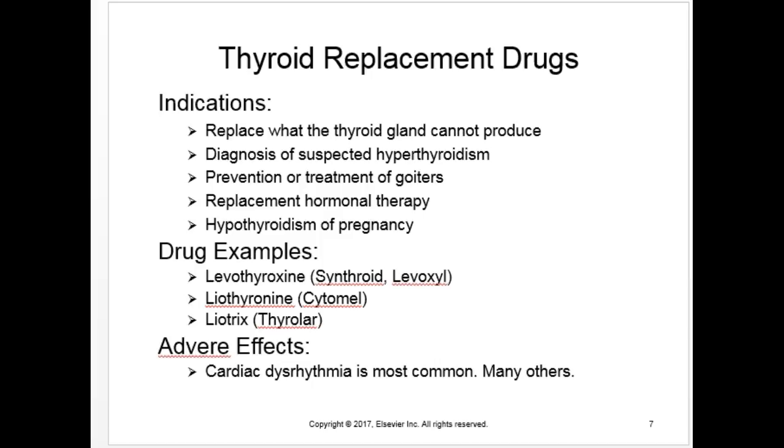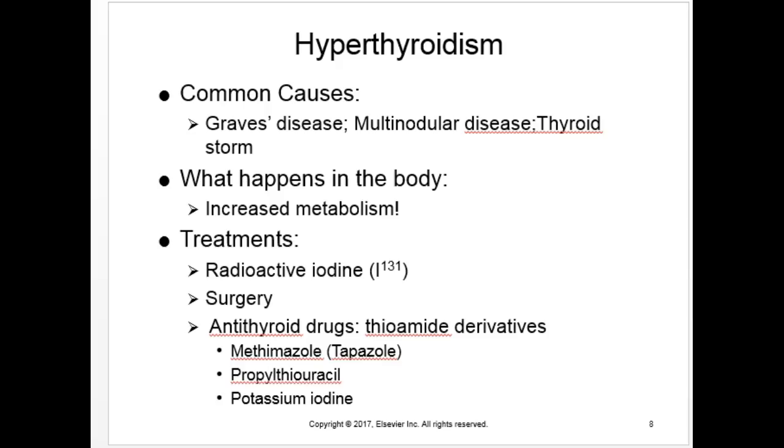Adverse effects. Cardiac dysrhythmia is the most significant adverse effect. Signs of that would be tachycardia, palpitations, maybe some angina, maybe hypertension. Other signs of hypertension or tachycardia would be insomnia, tremors, headache, anxiety, nausea, diarrhea, weight loss, sweating, all those kinds of things. So that's hypothyroidism. Now we're at hyperthyroidism.